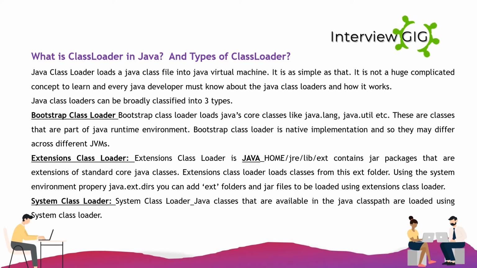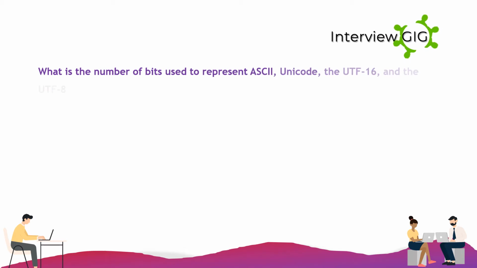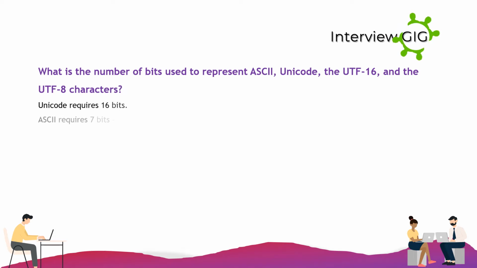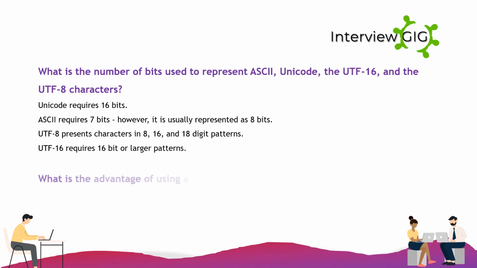What is the number of bits used to represent ASCII, Unicode, UTF-16, and UTF-8 characters? Unicode requires 16 bits. ASCII requires 7 bits, however, it is usually represented as 8 bits. UTF-8 represents characters in 8, 16, and 18-bit patterns.